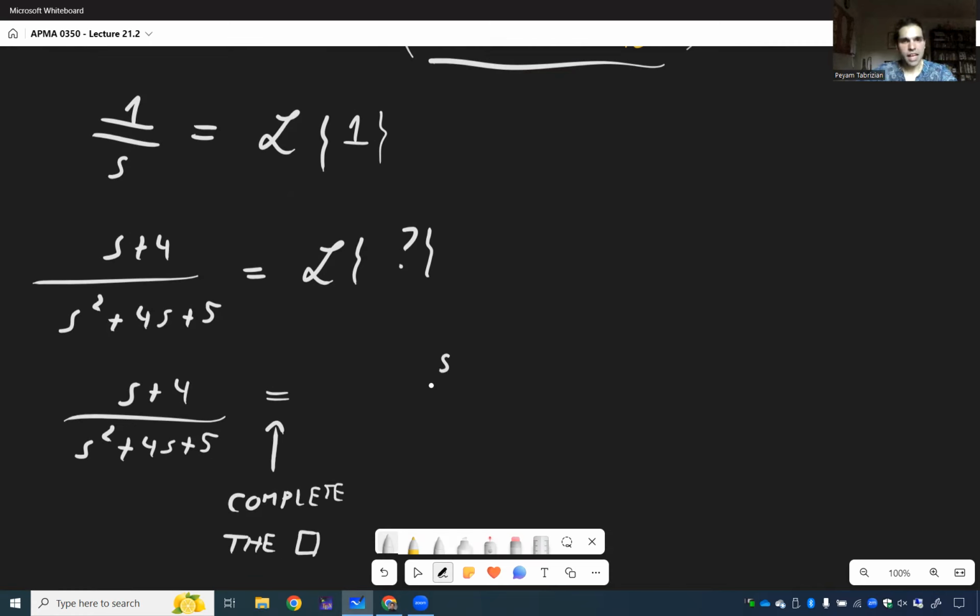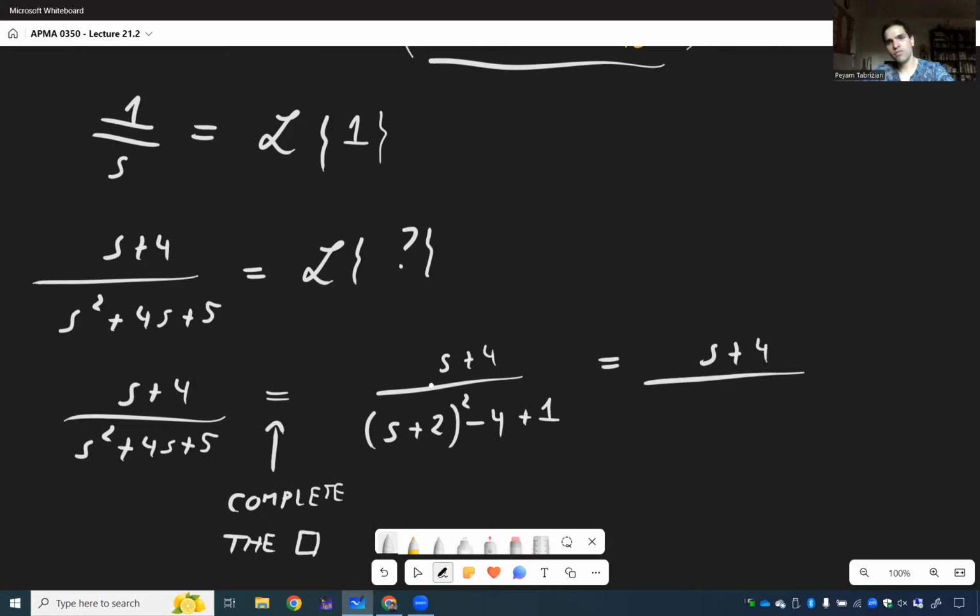We get s plus 4, again, over s squared plus 4s plus 5. So it's s plus half of 4, which is 2, squared, and then minus 4 plus 5. And that is s plus 4 over s plus 2 squared plus 1. So minus 4 plus 5, that's 1. Okay.